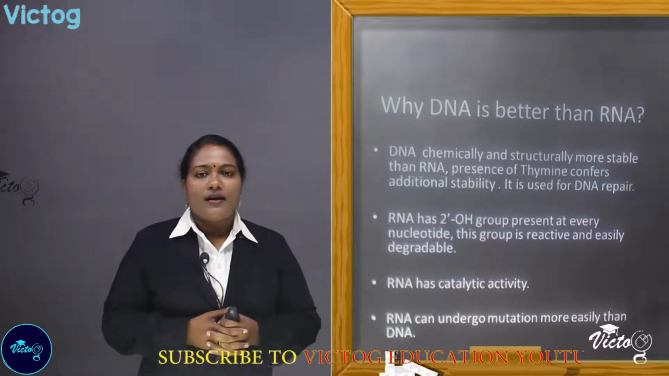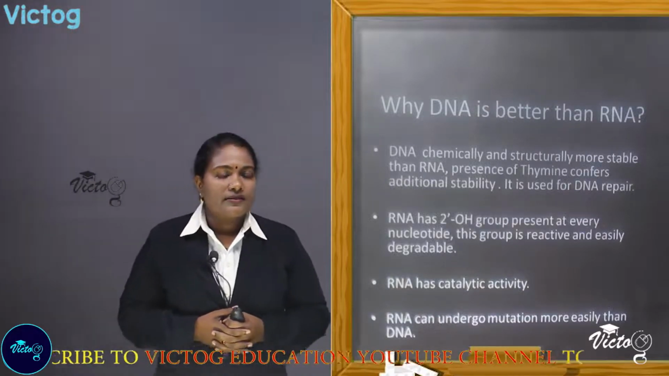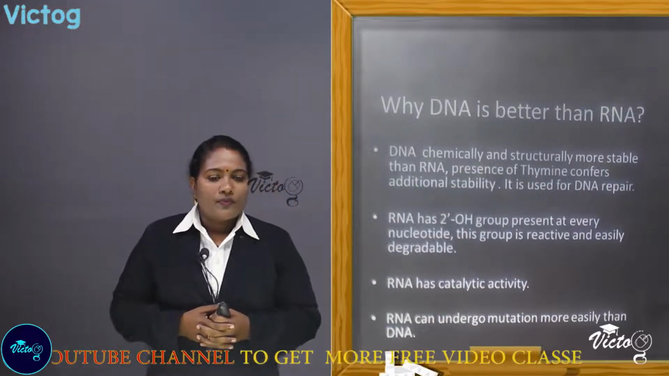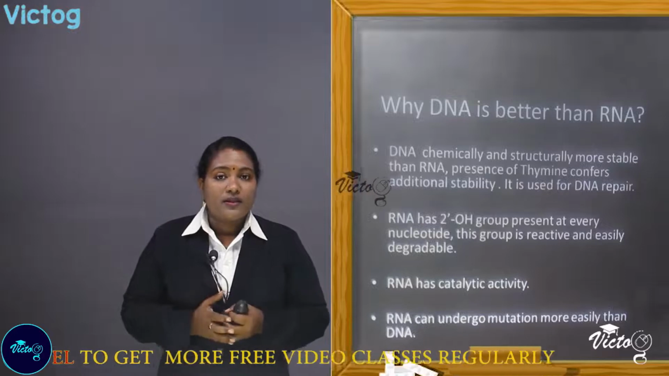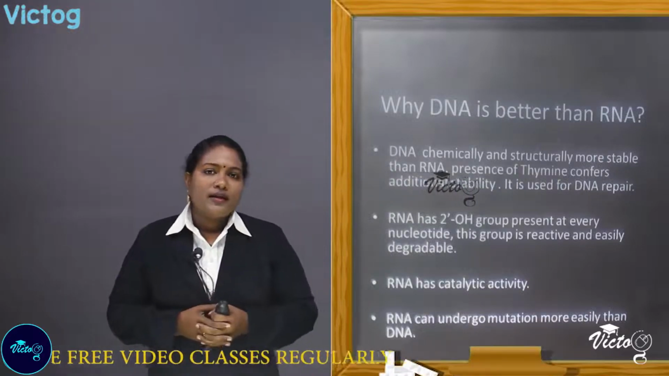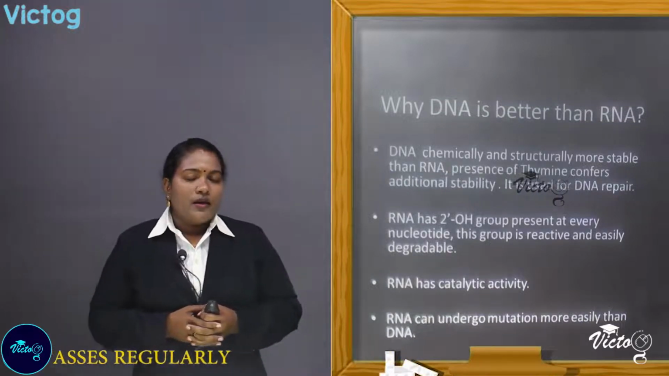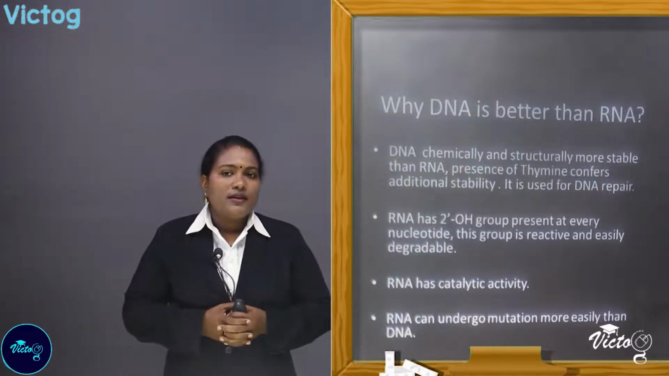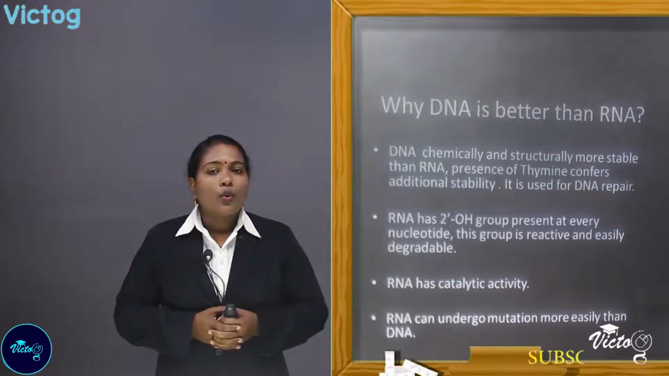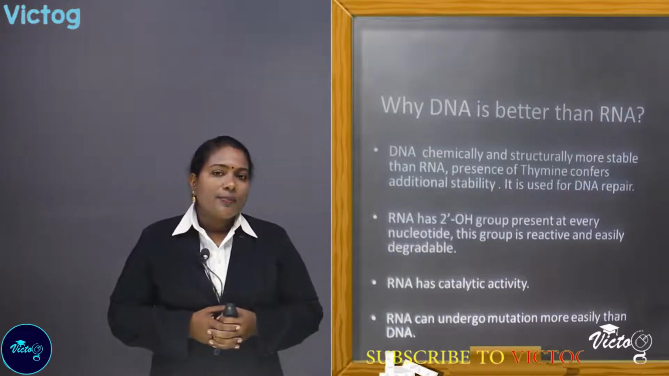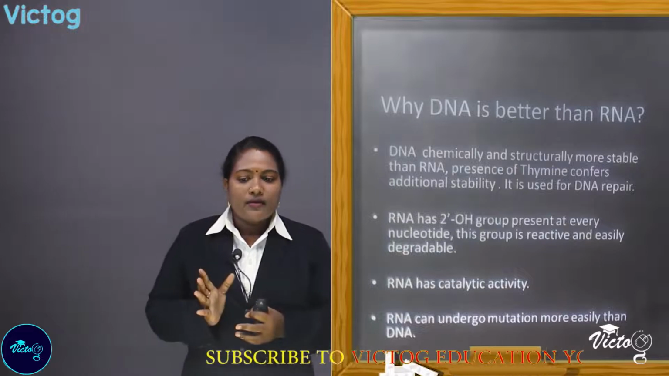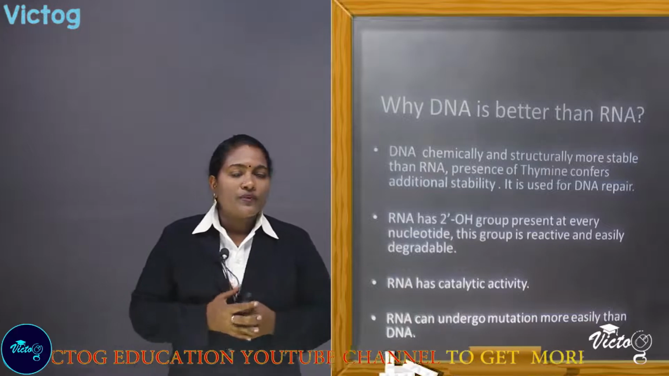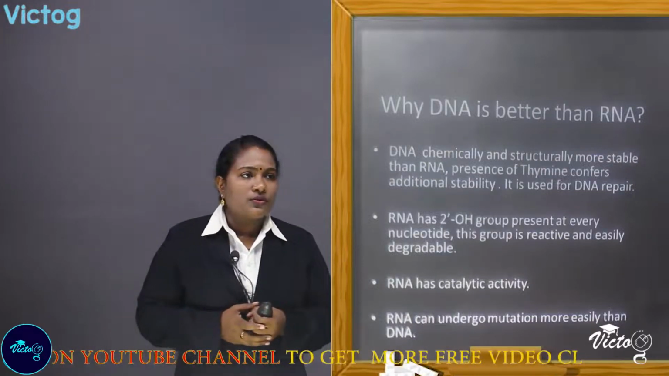Both DNA and RNA are regarded as the genetic material of an organism, but in all these cases, DNA is more favorable as a genetic material than the RNA. Why is DNA better than the RNA? There are some reasons for it. Due to its double helical structure, the DNA is chemically and structurally more stable than the RNA. The pyrimidine present in the DNA is thymine, which is not found in the RNA, and due to the presence of thymine, it gives additional support to the DNA.